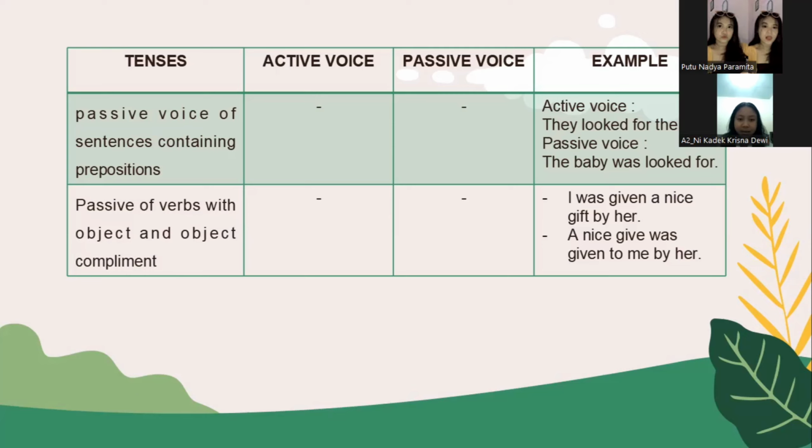And the last is passive of verb with object and object complement. A verb can either have an object or a complement in order to make the sentence meaningful. After some verbs, the direct object can be followed by an object complement, a noun or adjective, which describes or classifies the object. For the example: I was given a nice gift by her. A nice gift was given to me by her.